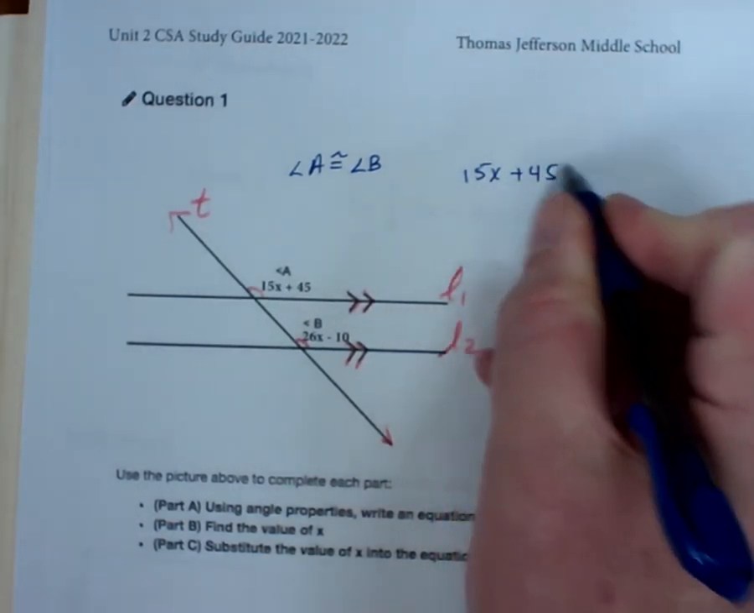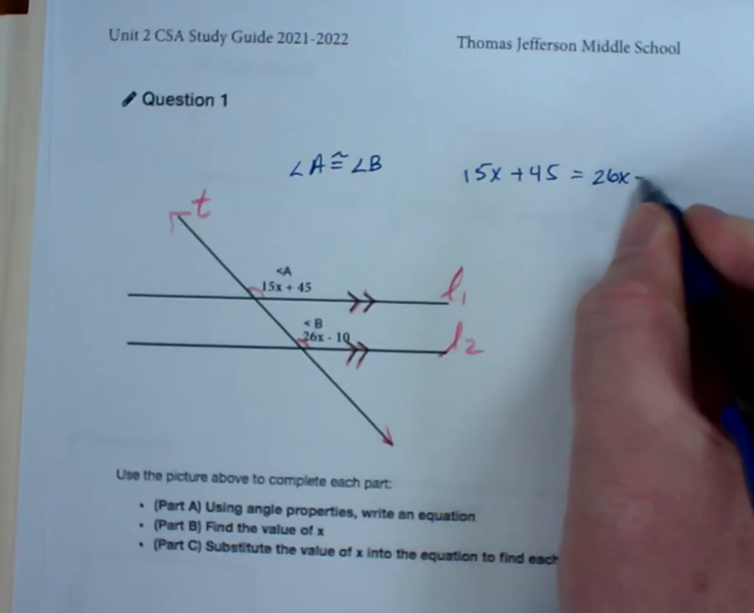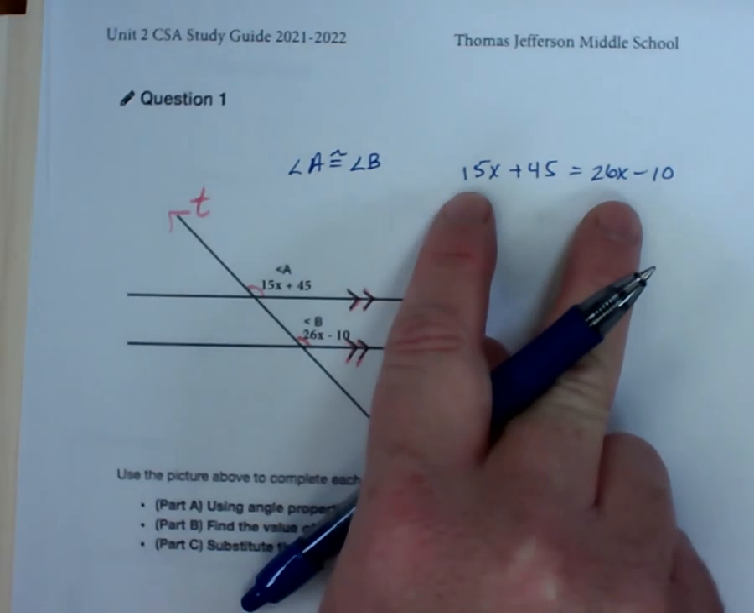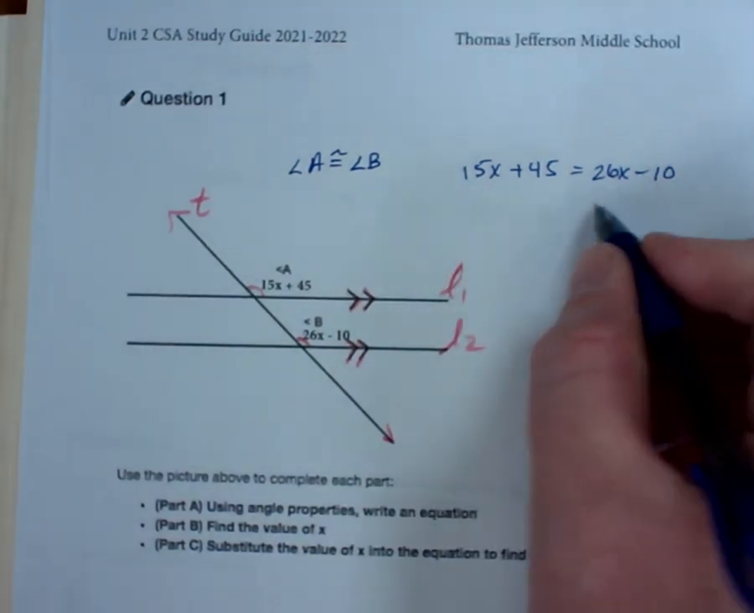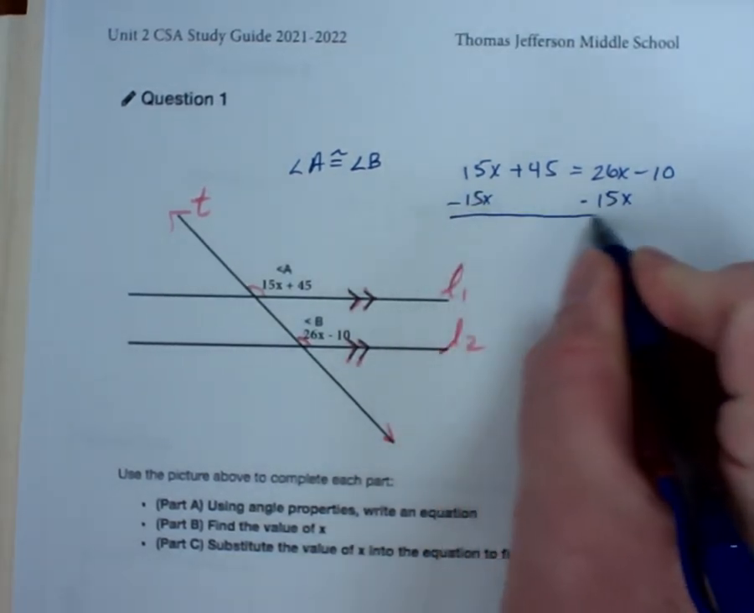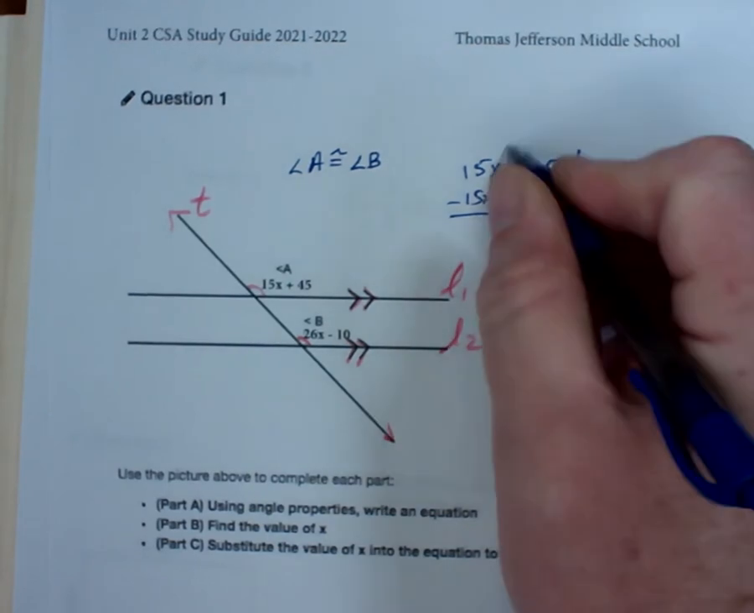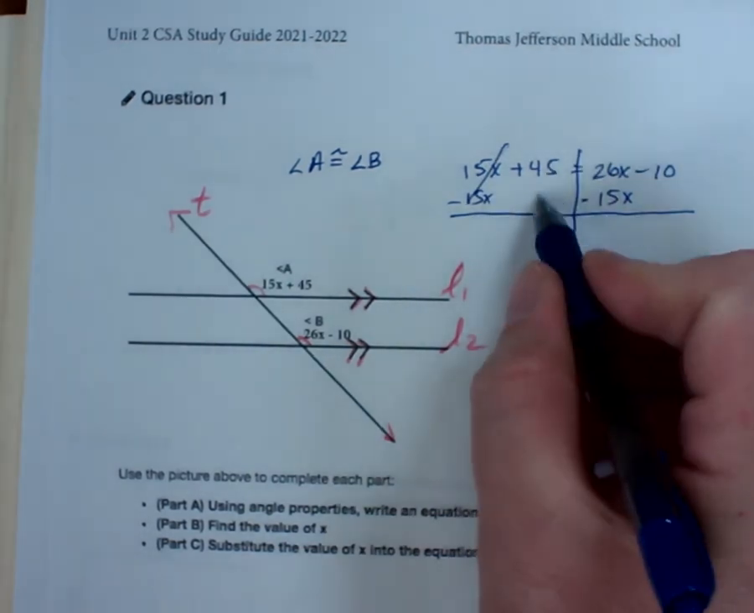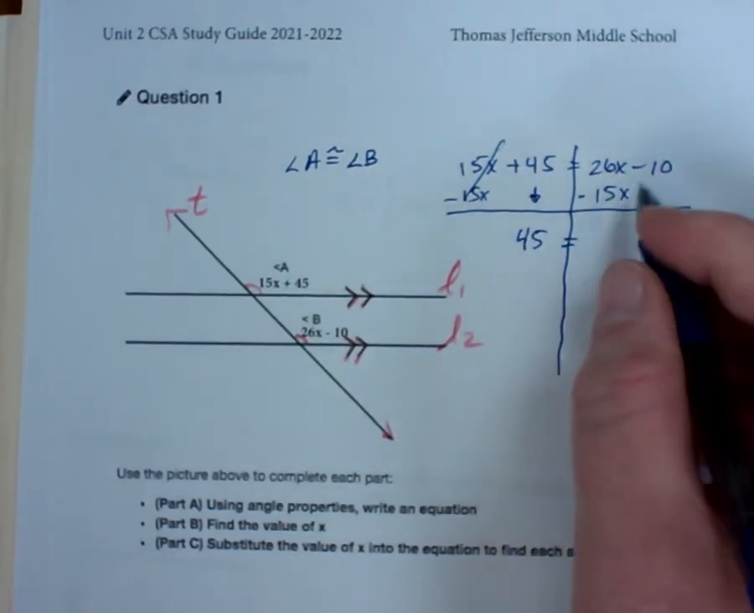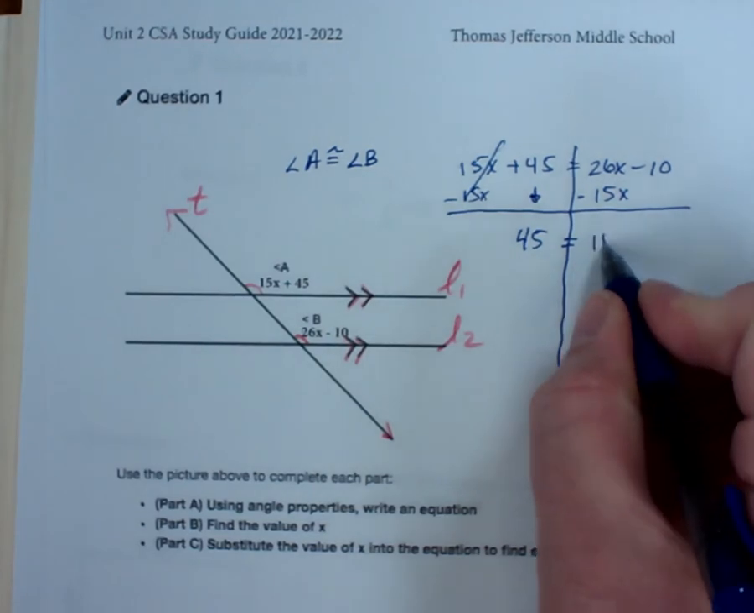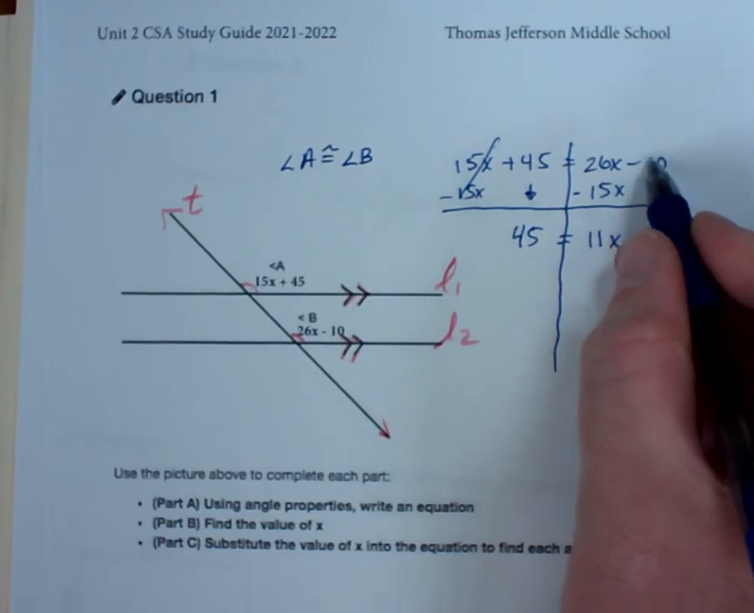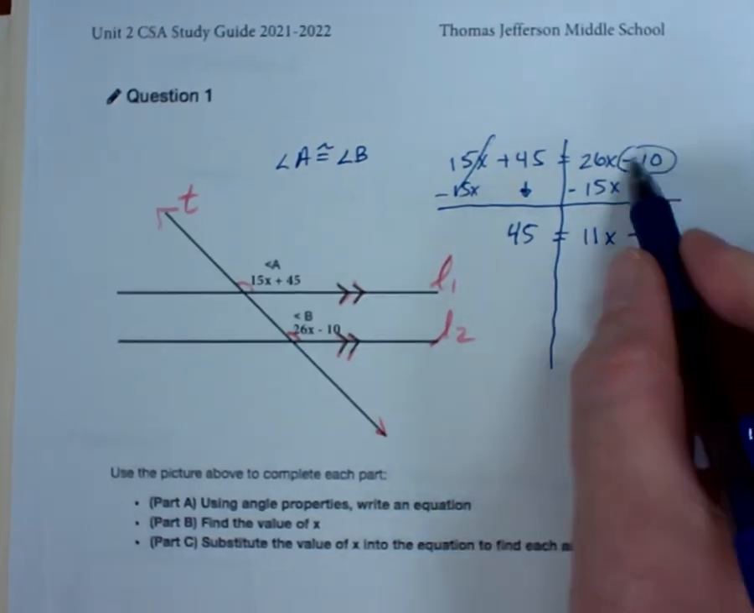15x plus 45 equals 26x minus 10. And now we have a three-step problem. We have variable terms on both sides. Pick one to get rid of. I'll get rid of 15x because I want my coefficient to be positive. Bring down everything that you don't interfere with. 45 equals 26x minus 15x, which is 11x, minus 10. Make sure you're bringing the entire term down. You don't leave behind the sign.